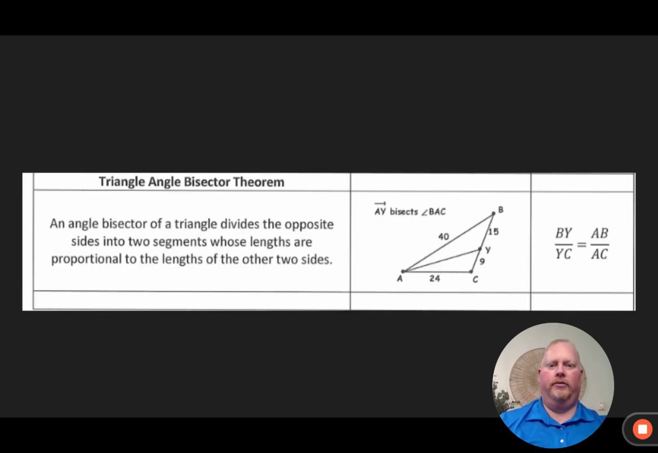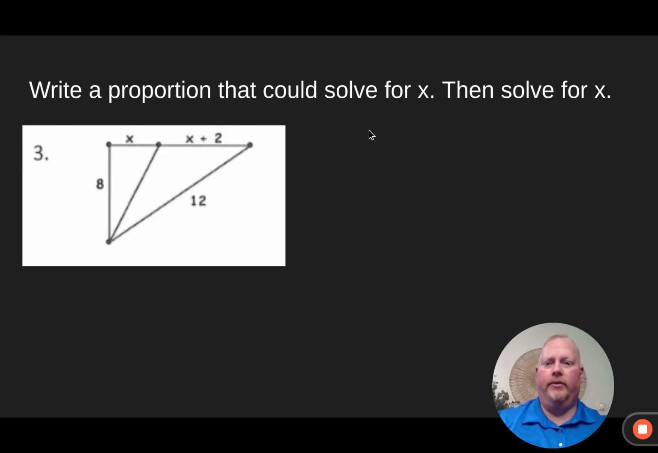Number 2. This is the triangle angle bisector theorem we were talking about. So basically, if I have an angle bisector, this side that the angle bisector goes to gets split up proportionally. So what I can do with that, I can set this up, and I'll start with 8. And I can set it up 8 over this thing that's on the same side as the 8. So 8 over x. And if I started with 8, I need to start with 12 on the second fraction. So 8 over x equals 12 over x plus 2.